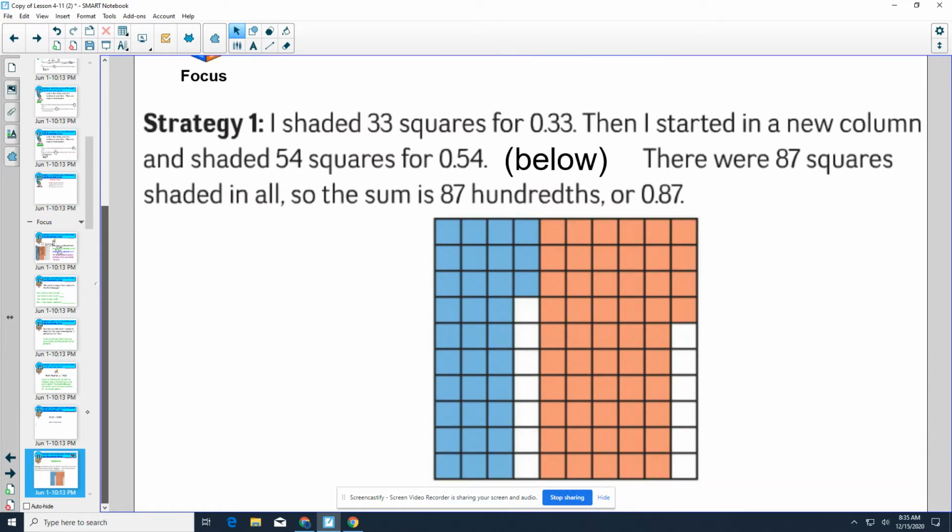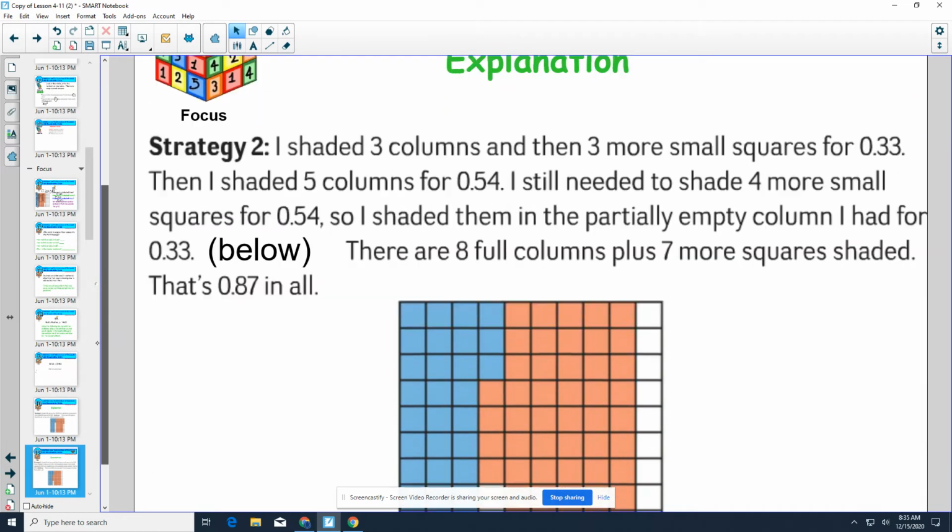Now, strategy number one, you could have shaded 33 squares for 33 hundredths, then started a new column and shaded 54 squares for 54 hundredths. There are 87 squares shaded in all, so the sum is 87 hundredths, or 0.87 as a decimal. Make sure you don't write it just as 87 because that would be incorrect.